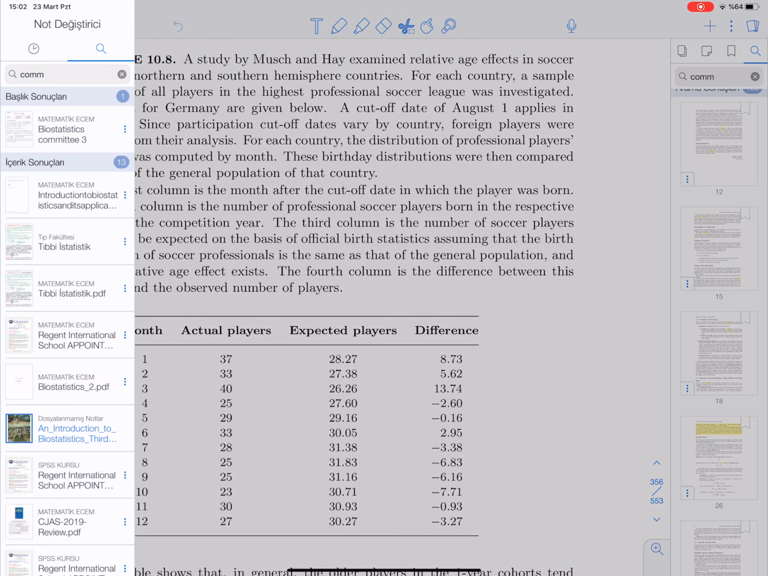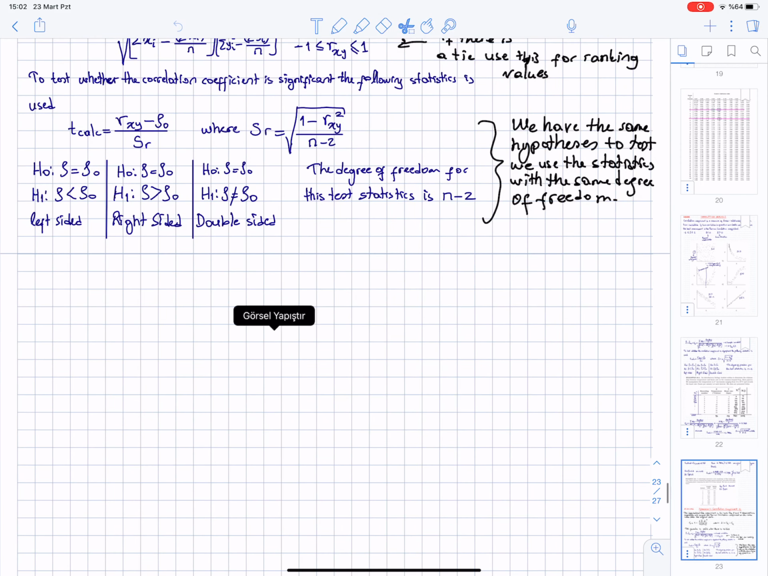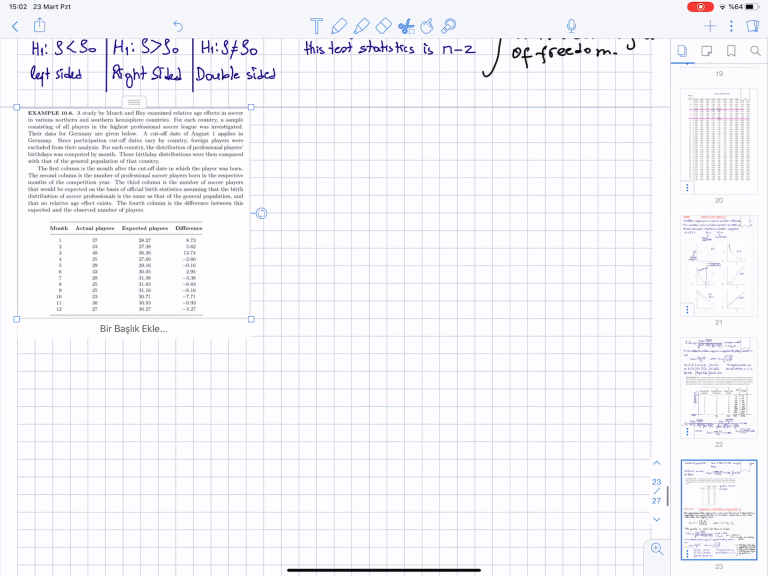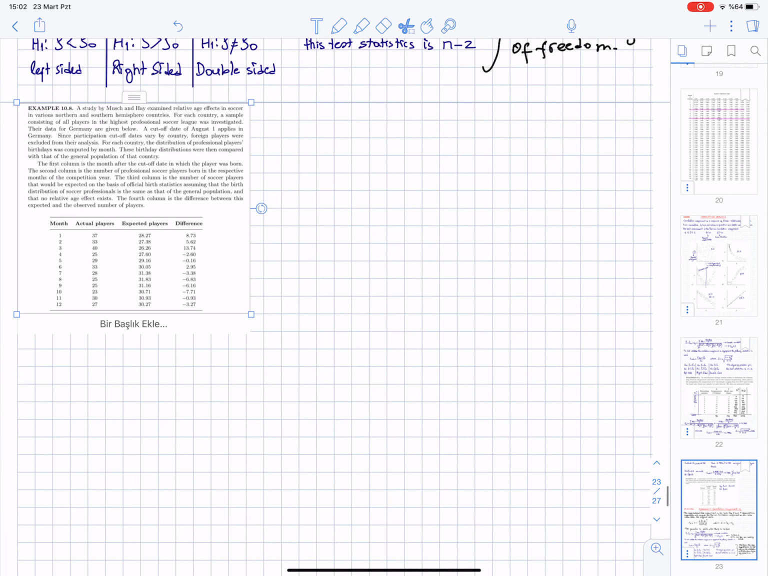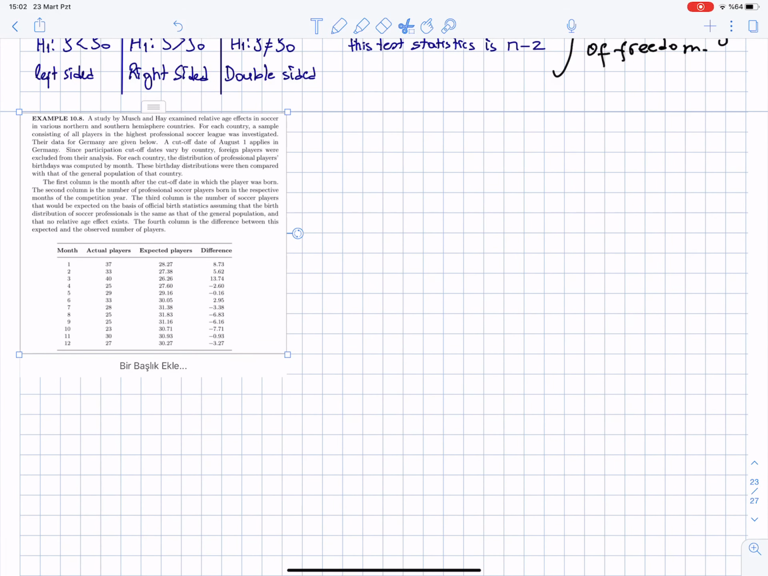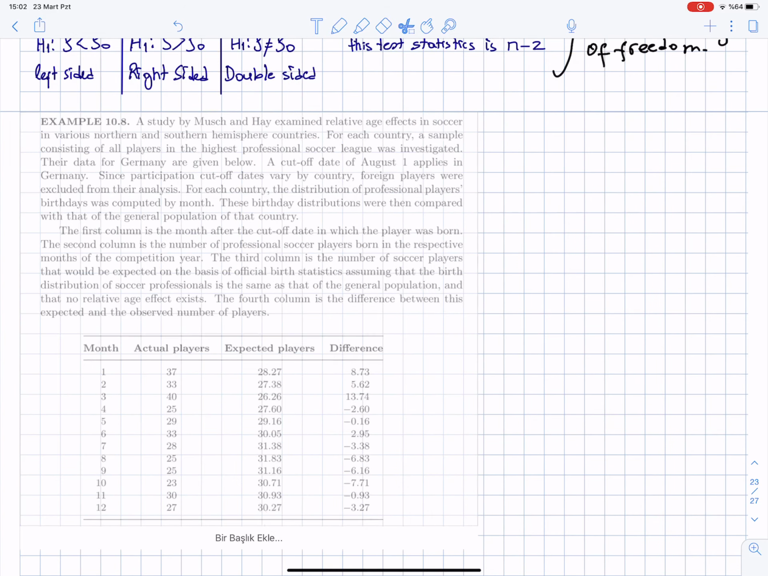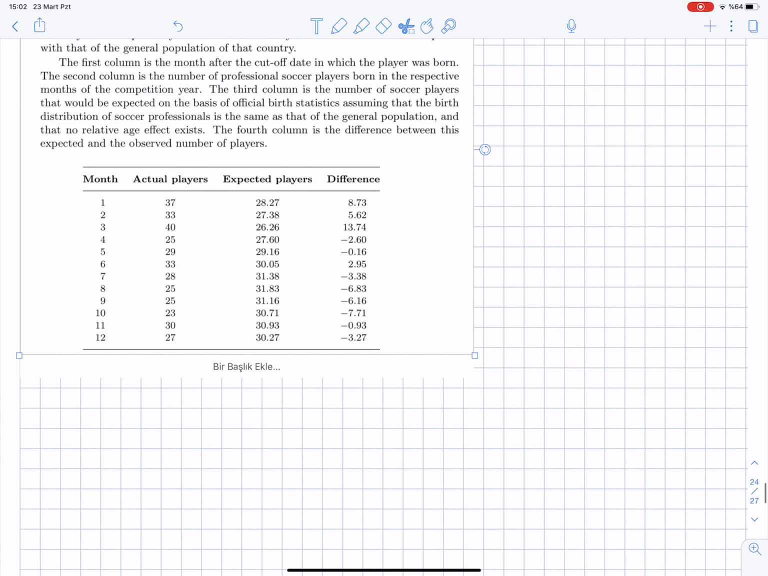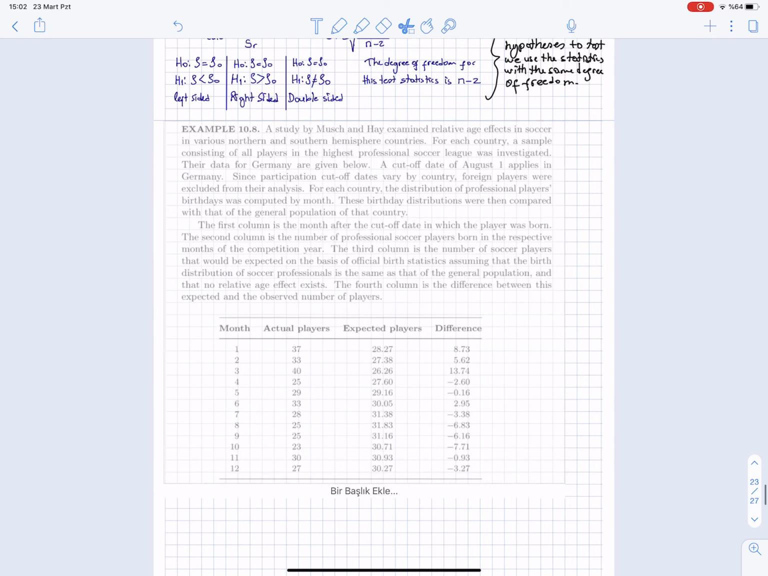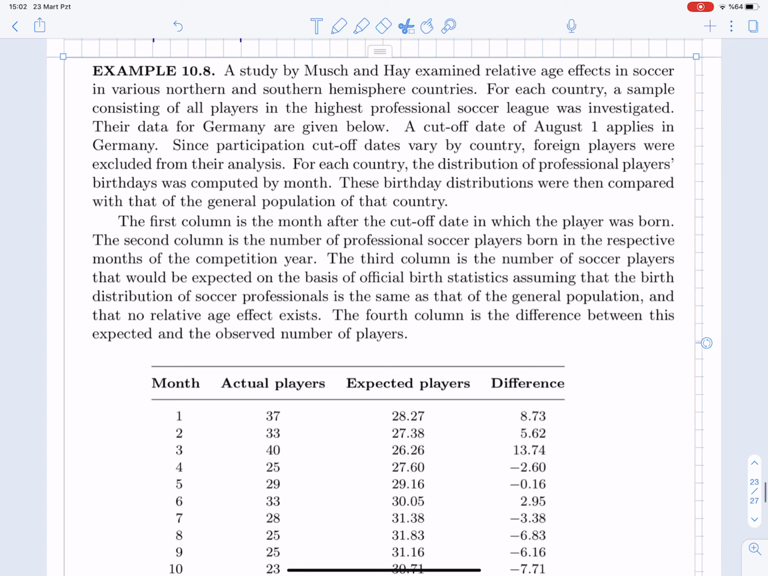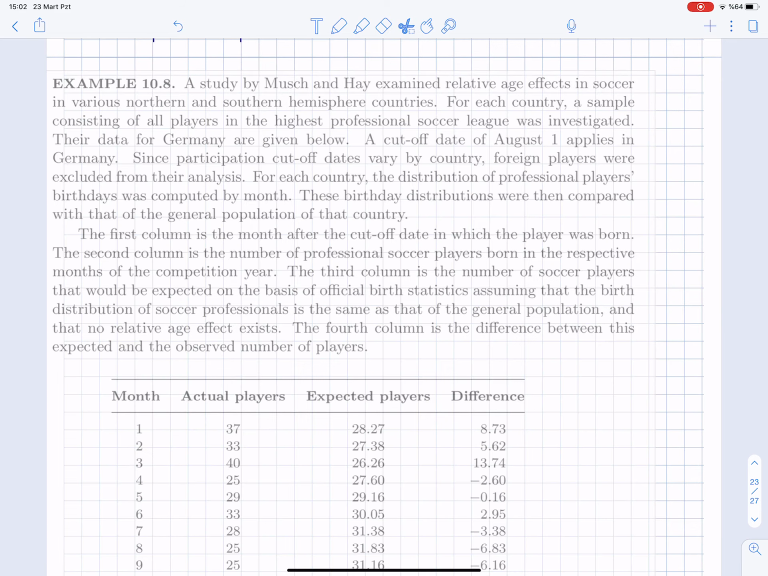Copy here. Go back to my lecture note. Place it right here. Okay, this is the example. I'm going to enlarge it, have it a bit larger. So let me read you the example.